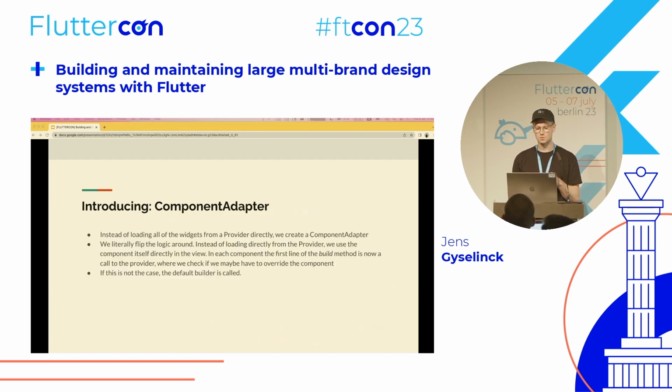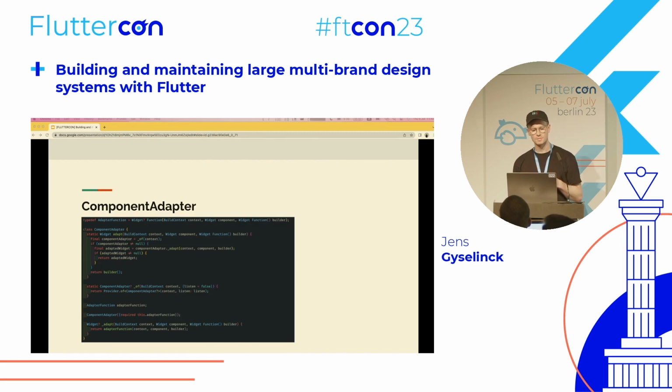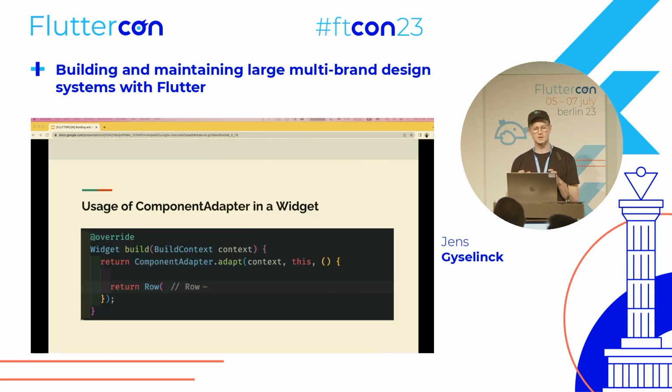And to do this, we built something called a component adapter. And the idea behind component adapter is that we move the provider back inside of the widget, which leads to better readability of our code. This is what the component adapter roughly looks like, but that's not very important. What's actually important is what it looks like in a widget, because each first line of a tokenized widget is now changed. And instead of just running your build method, we first call the component adapter.adapt.